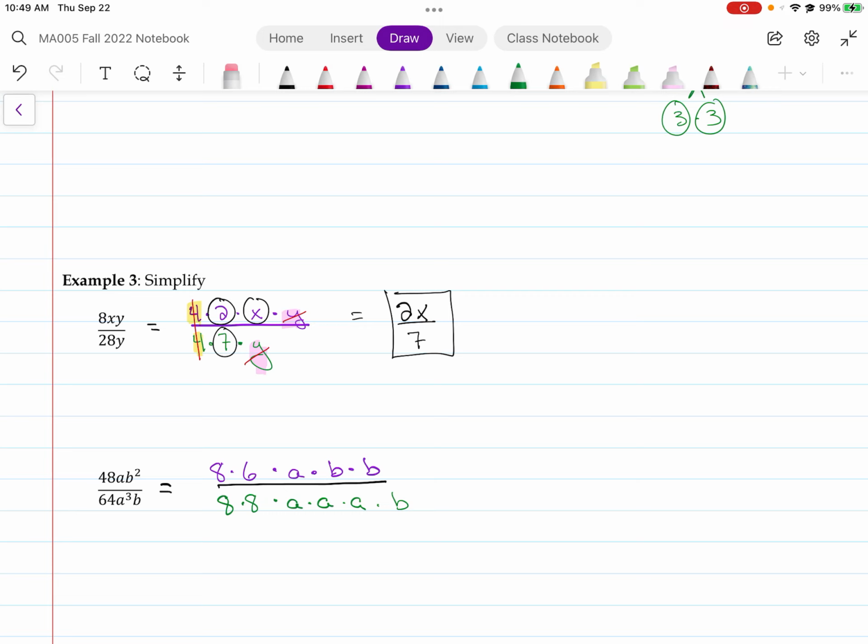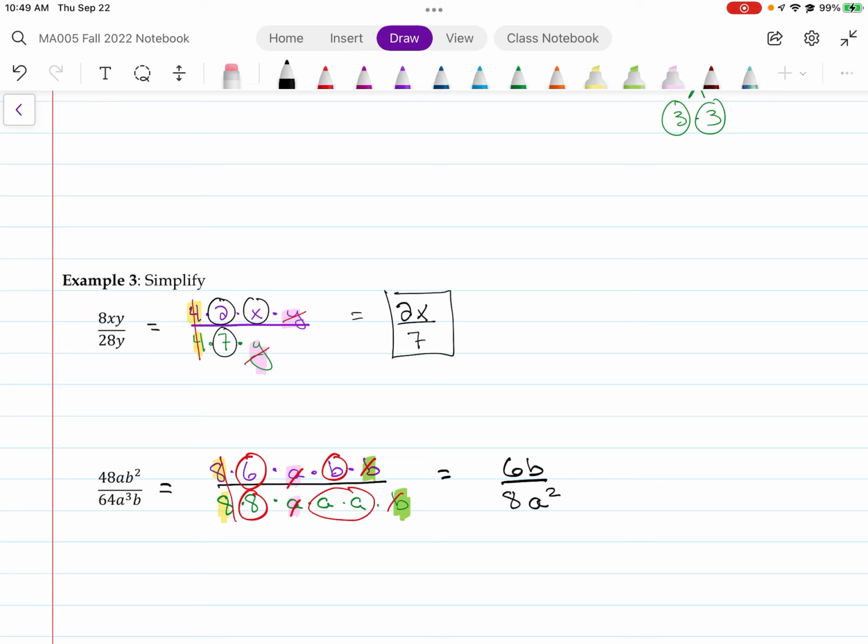All right, so now the 8's are top and bottom. I have an a on the top and the bottom. Oh, and I have a b on the top and the bottom. Anything else? Look for it. All right, I don't see anything. So the 8's are going to factor out, the a's are going to factor out, and the b's. And what do I have left? I have a 6 and a b on top. I have an 8 and 2 a's on the bottom. And a times a, remember, is a squared, so be careful. On the top I have 6b and on the bottom I have 8a squared.